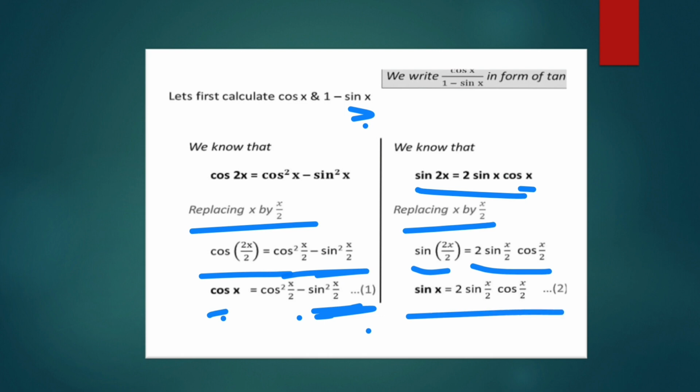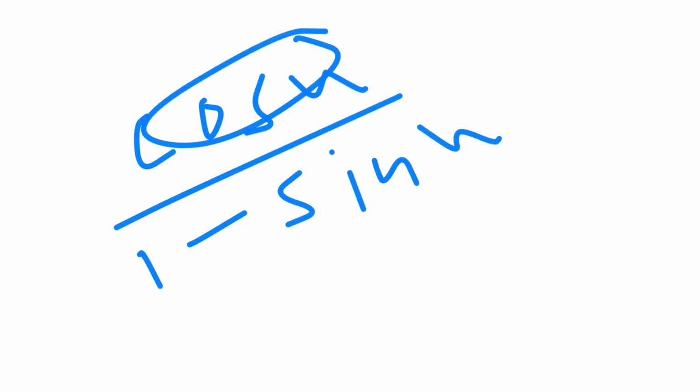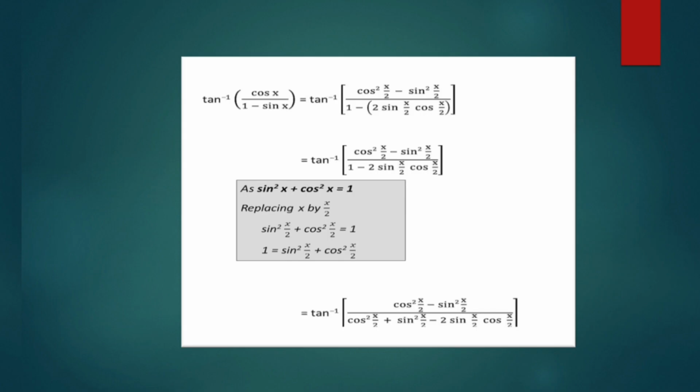So we are left with sin x is equal to 2 sin x by 2 cos x by 2. This is our equation 2. We got equation 1, equation 2, which means we got the value of cos x and the value of sin x. We got the numerator value and the denominator sin x value. We will substitute in our equation.